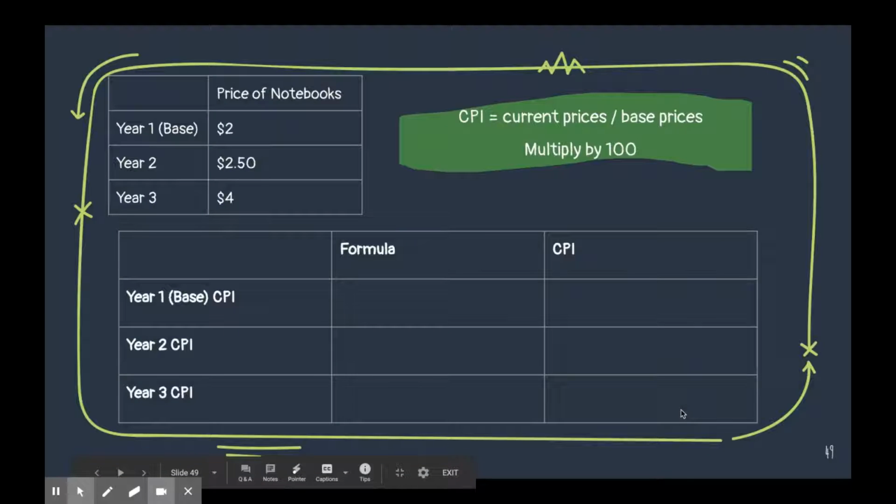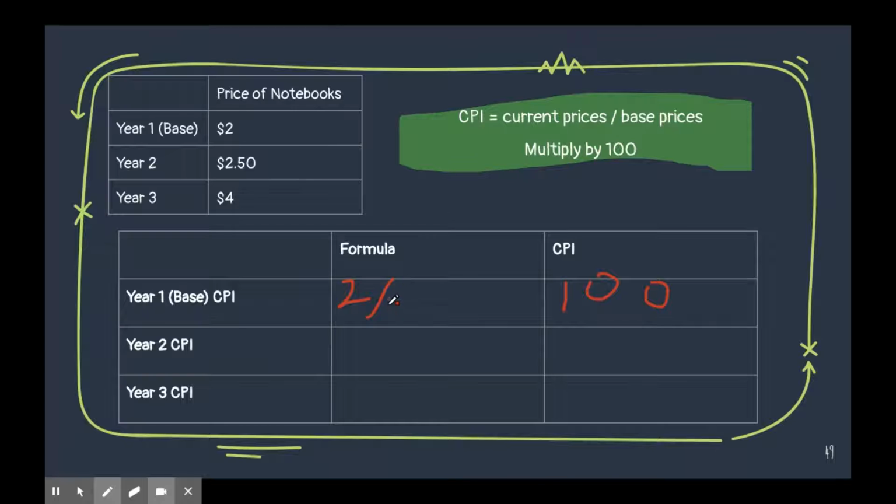So let's practice together. Now we're going to look at the price of notebooks. Remember, year 1 is our base year. So in year 1 in our formula, the current price of notebooks is 2, and our base, because we know that year 1 is our base, is 2. So 2 divided by 2 gives us 1, times 100. Our CPI here is 100, as it should be. Sorry, guys. Remember, we had our 2, which is our current price, divided by our base price, times 100, and it gave us our 100.